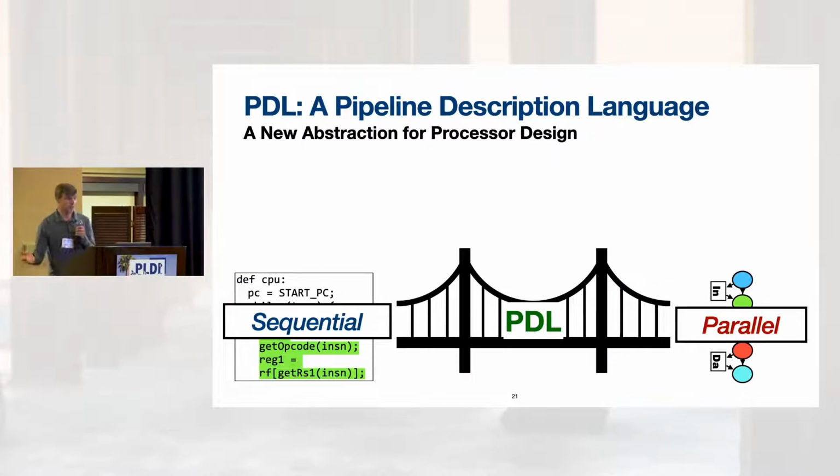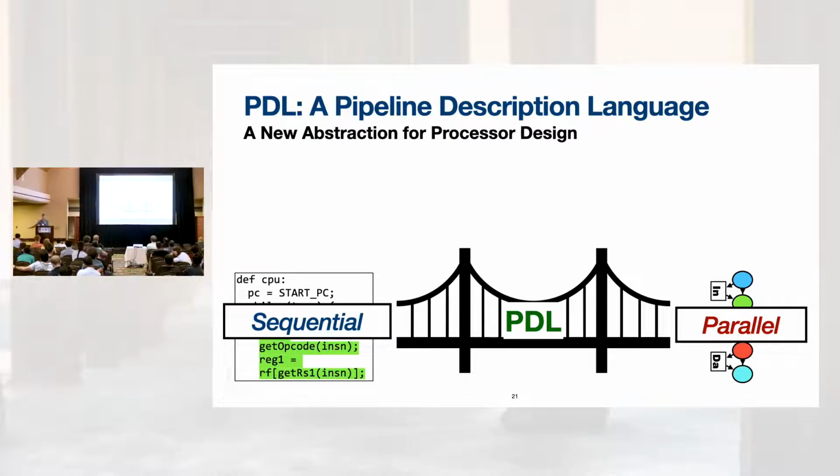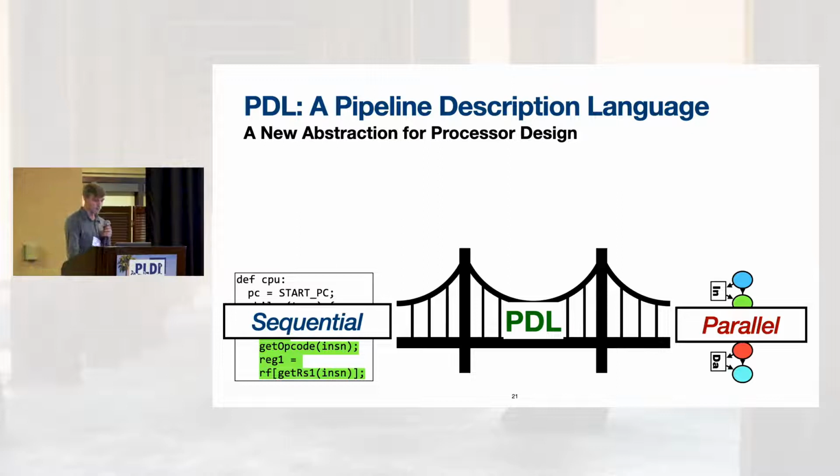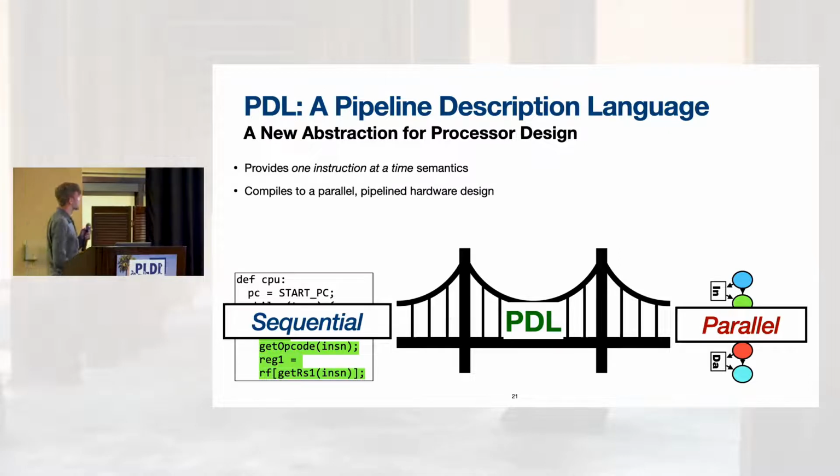PDL, the pipeline description language, is meant to serve as a bridge between this high-level semantics, but still give you control over the low-level behavior of the circuit that actually gets generated. So it provides one instruction at a time semantics, meaning you get to think about your instructions as executing totally in isolation, when in practice, they're going to be compiled down to a parallel pipeline hardware design.